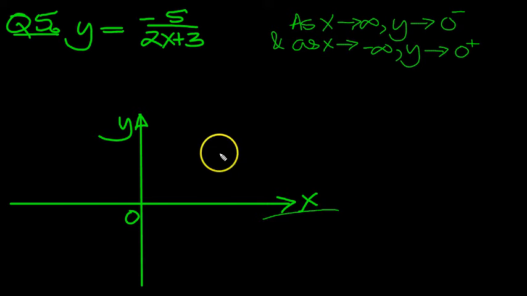So like so. And as x gets large negative, y tends to 0 from above. So it's going to turn up like so. Now where does it flip up and down? When is the denominator 0? So when this is 0, x is minus 3 over 2.